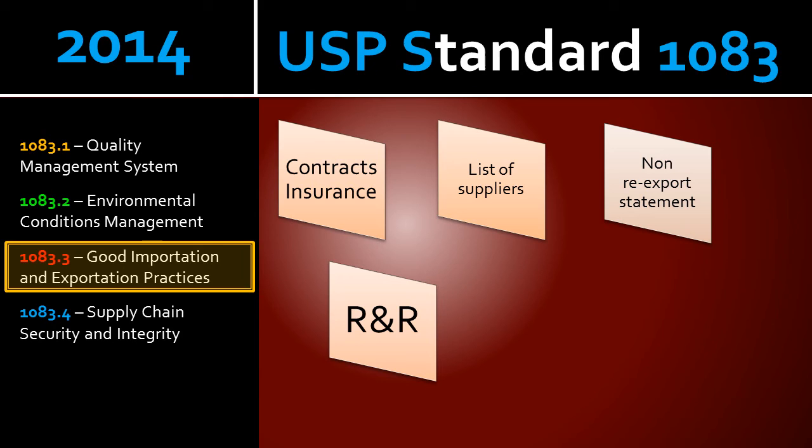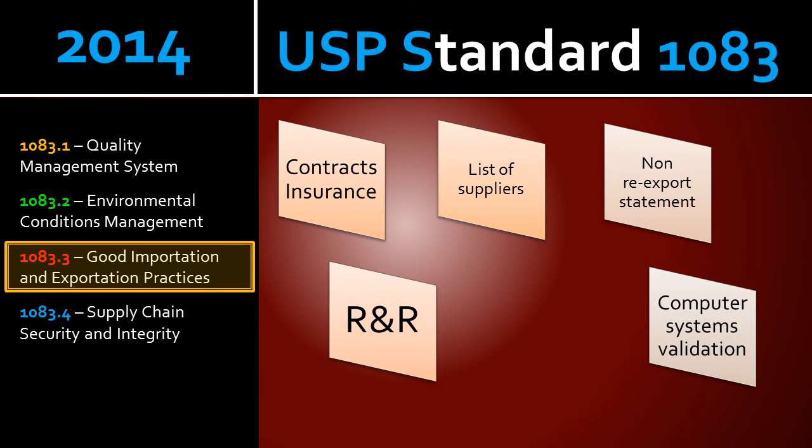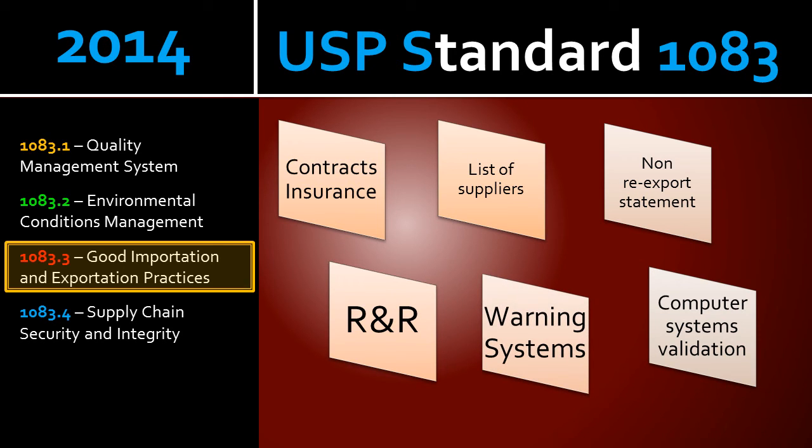Re-exportation should not happen, and the organization should require a warranty against this. Example, statement of non-re-export of product. Any computer system should be validated. Procedures should be in place to identify suspicious orders, including contact information different from that filed with the authorities, unusual instructions for payment or delivery, unusually large amounts of controlled substances, and other similar situations.